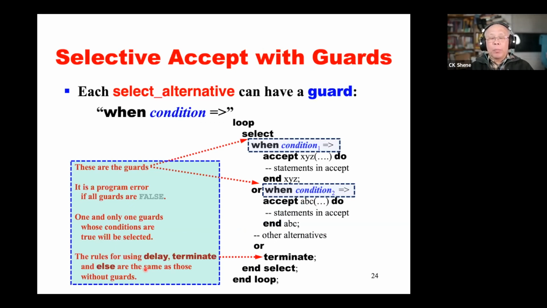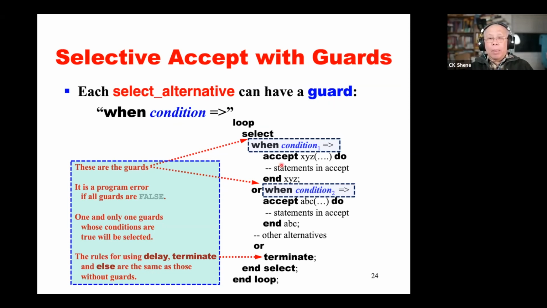Now it's more important. Sometimes you don't accept an entry call arbitrarily. Instead, you may want to say, if this happens, then I accept this entry call. If something else happens, then we accept some other entry calls. This is the when condition clause. In some other literature, it's referred to as the guarded command.